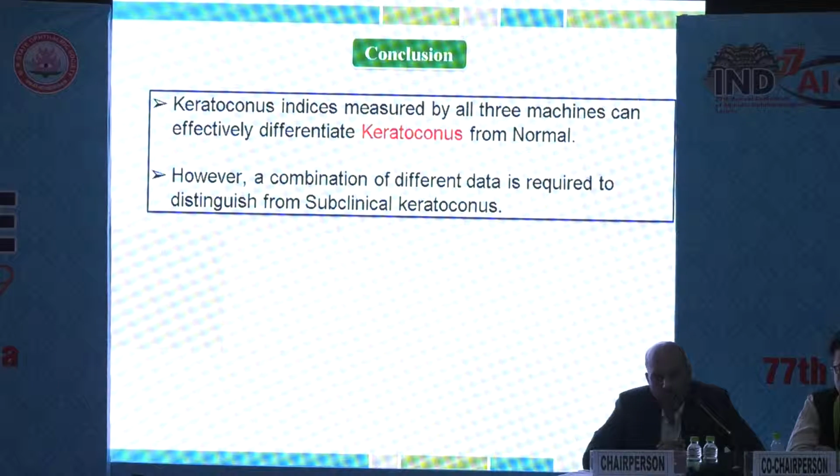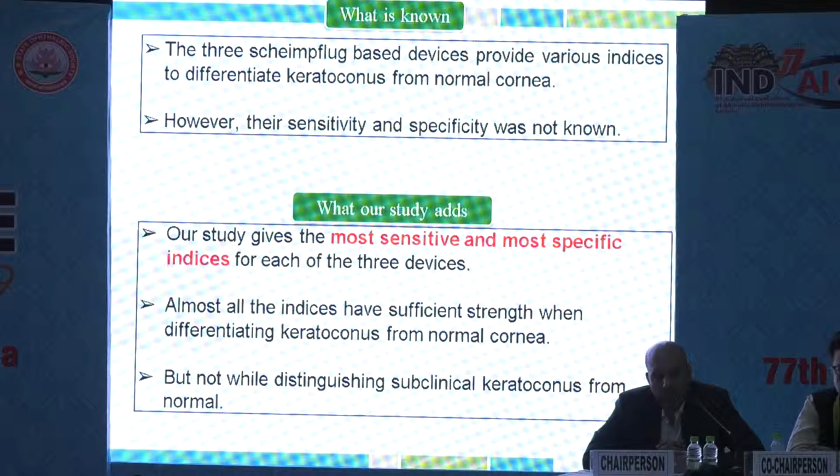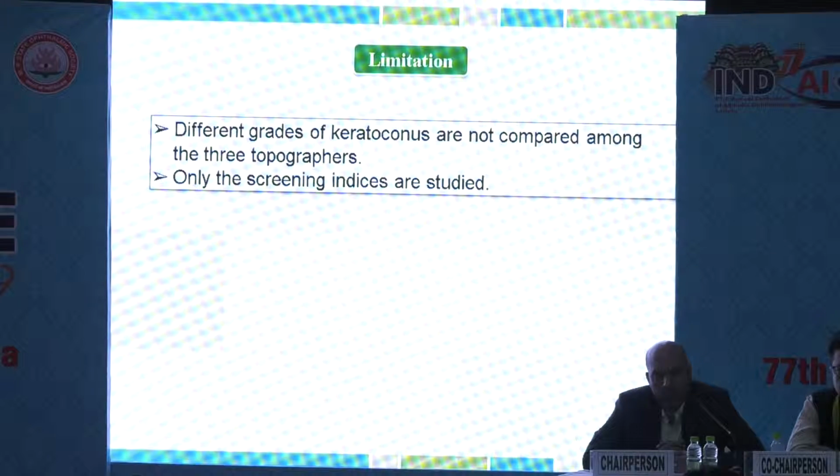To conclude, keratoconus indices measured by all 3 machines can effectively differentiate keratoconus from normal. However, a combination of data is required to distinguish subclinical keratoconus from normal eyes. And this is the first study to give the most sensitive and specific indices for each of the 3 devices for the same patient. Almost all the indices have sufficient strength when differentiating keratoconus from the normal cornea, but not while distinguishing subclinical keratoconus from normal. So we need to have a combination of indices. However, different grades of keratoconus were not compared among the 3 topographers, and only the screening indices were studied.